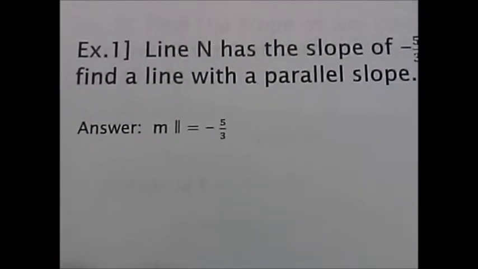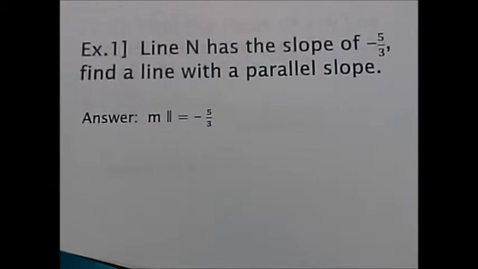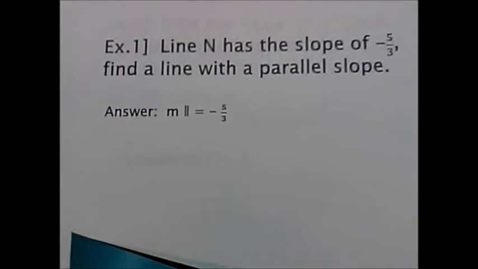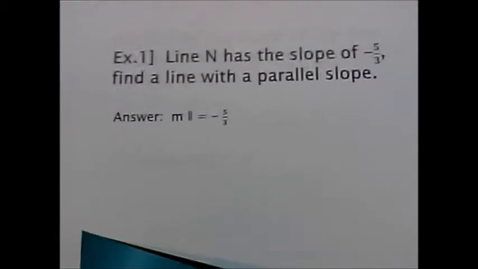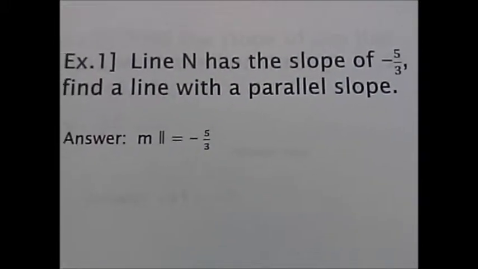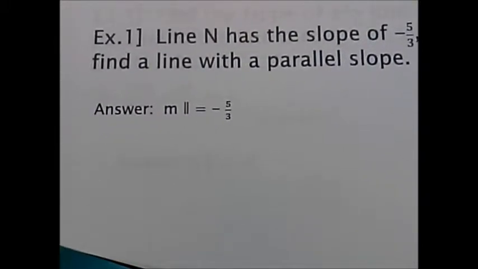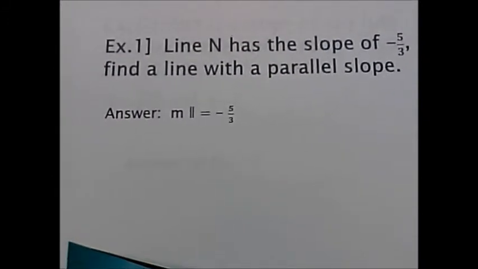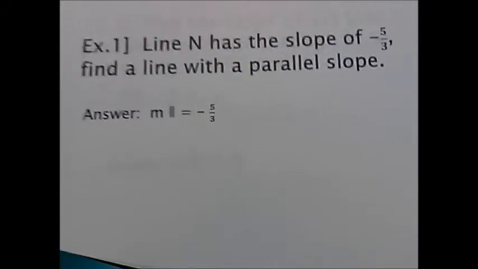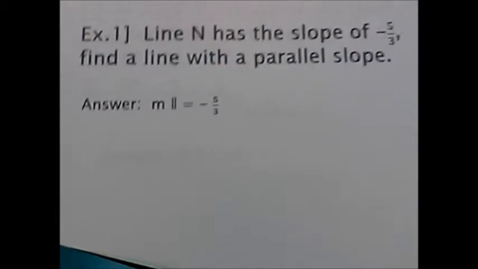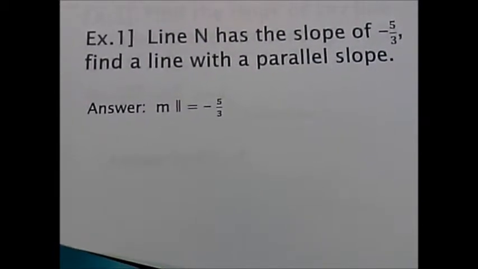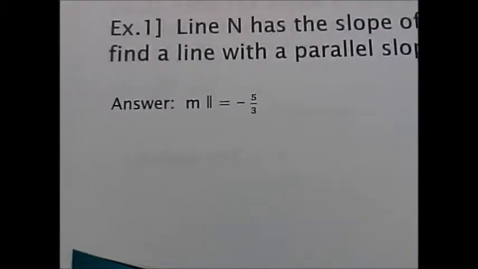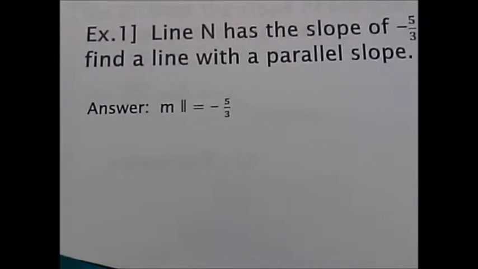Example 1. Line n has a slope of negative 5 over 3. Find a line with a parallel slope. When you're trying to find the parallel slope, you won't really have to do anything. It's going to be the same as the original slope. So your answer would be m is parallel to negative 5 over 3.